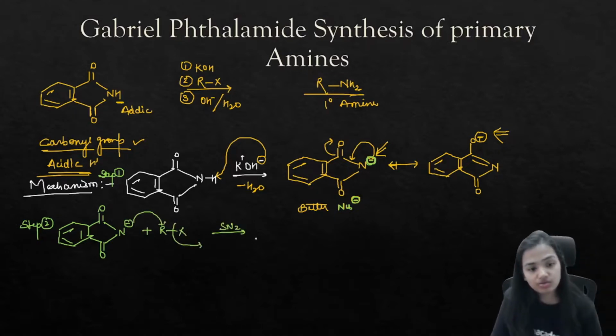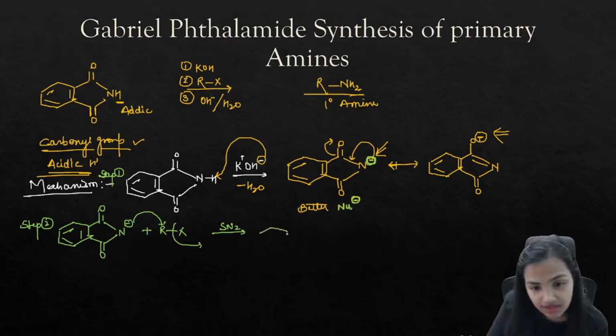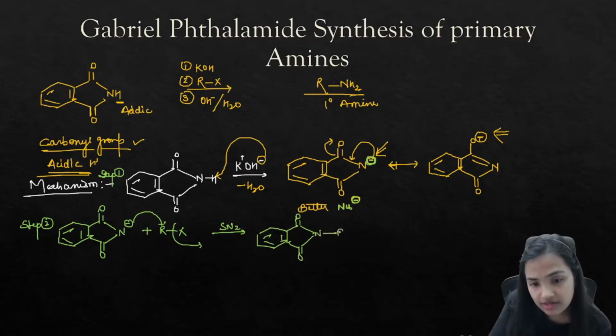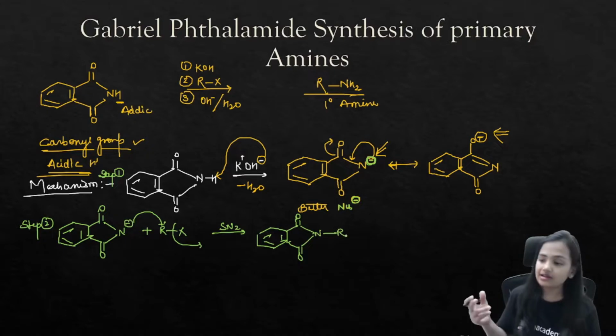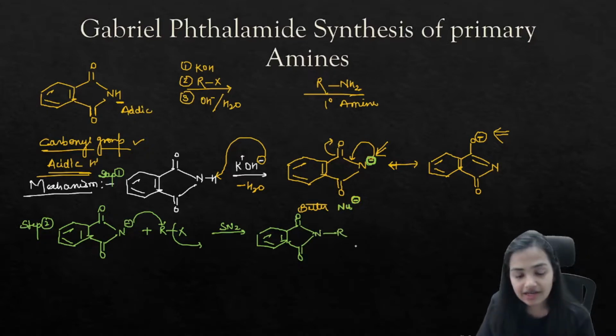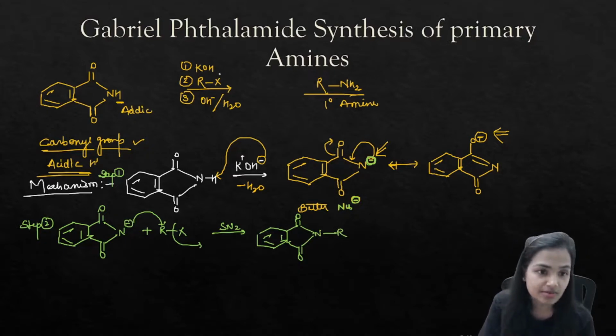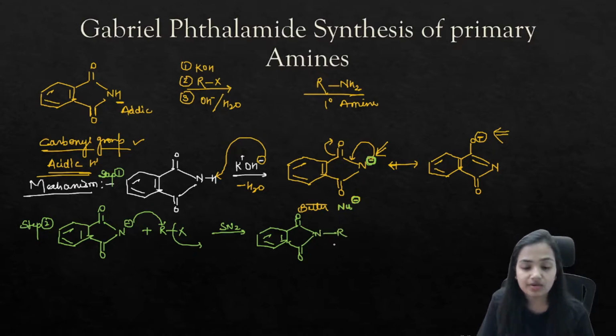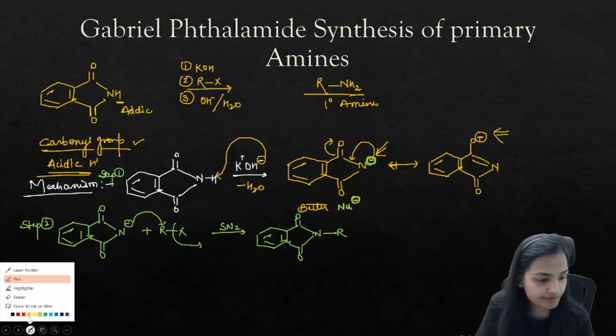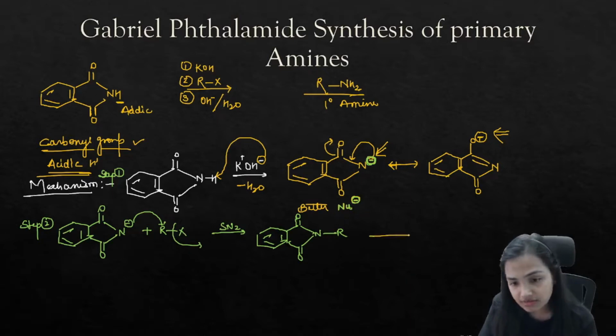Following the SN2 mechanism, ultimately we get double bond O, and this is NR. Okay, this is NR. So after getting NR, step number 1 has happened, step number 2 has happened. Now step number 3 will happen.